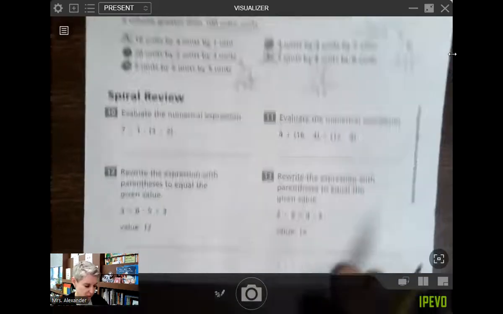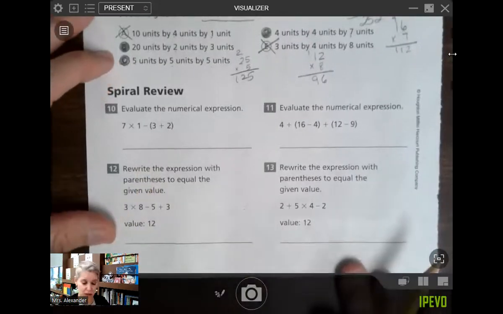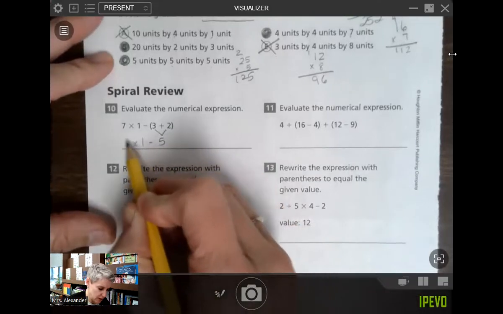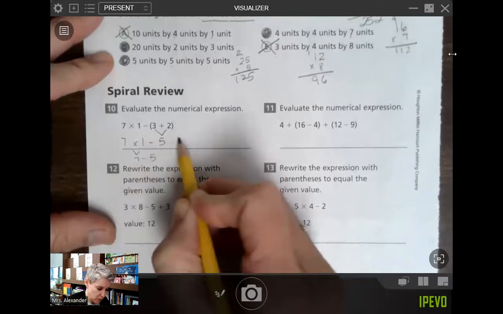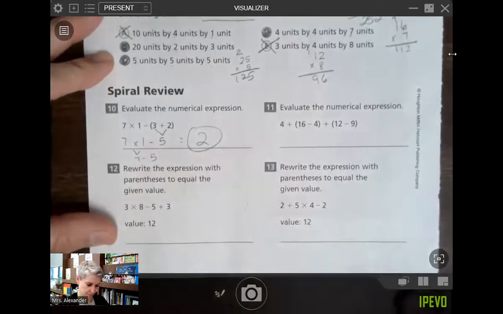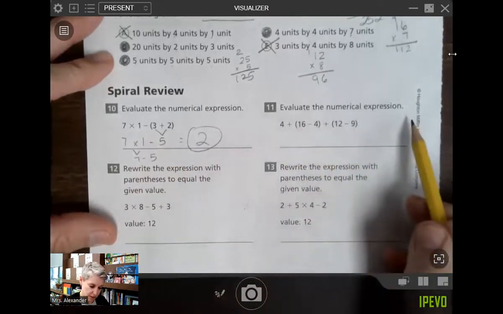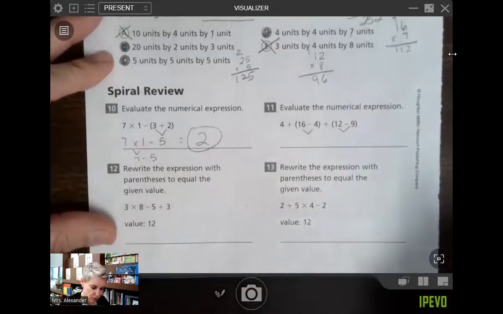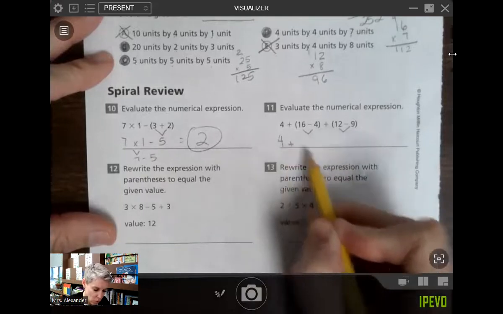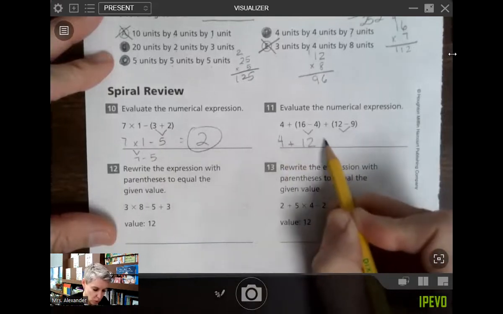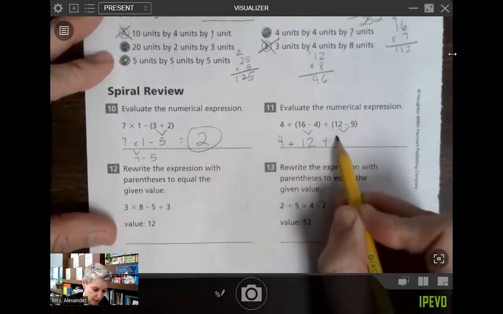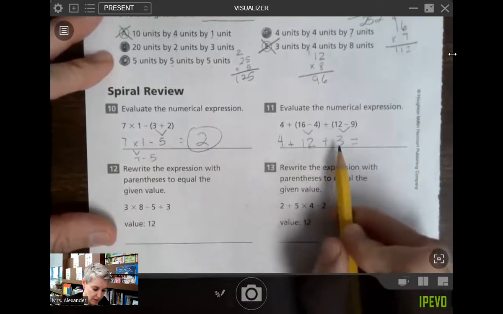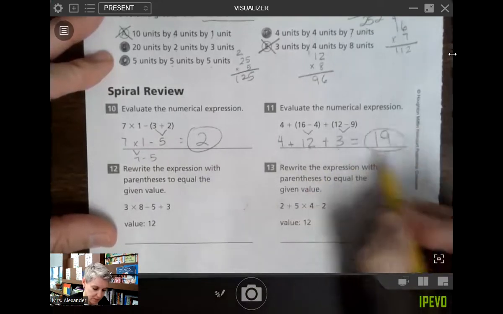And a spiral review. Evaluate the numerical expression. We know how to do that. I'm going to go ahead and show it. And we would get an answer of 2. Evaluate the numerical expression. Here, I'm going to do the parentheses. I'm going to do them in one step. I know I have to do them first. So I'll still have that 4. 16 minus 4 is 12. Plus 12 minus 9 is 3. 4 plus 12 is 16. Plus 3 is 19.